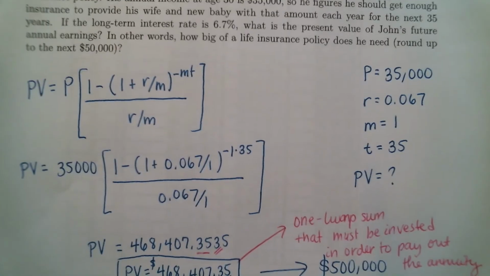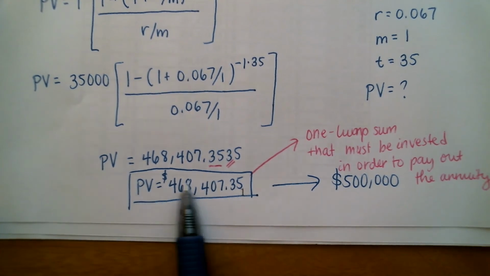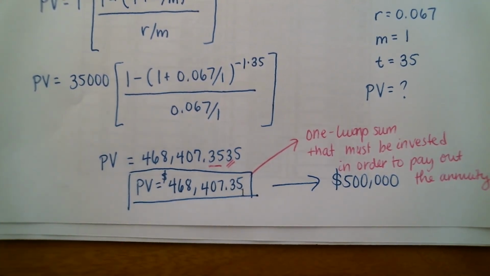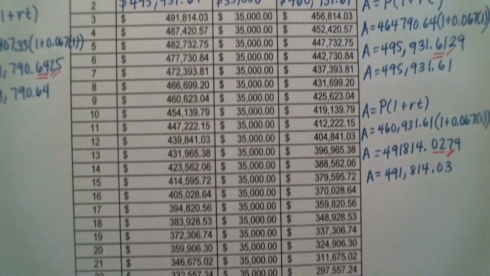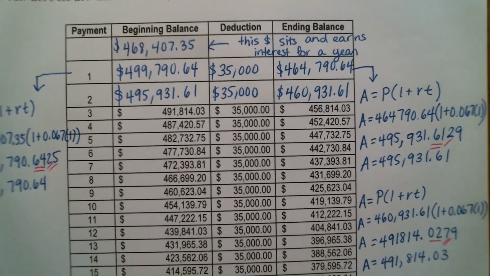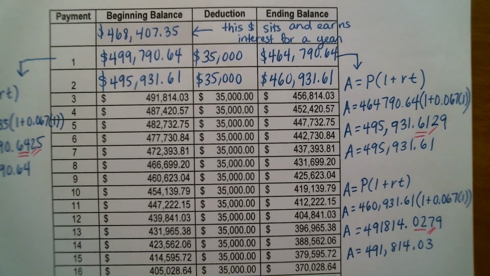So that's what the present value of an annuity is. You're looking for this one lump sum that you would have to invest that would pay out an annuity over time. I hope this helped you understand what this formula means and does. So let's do some more.